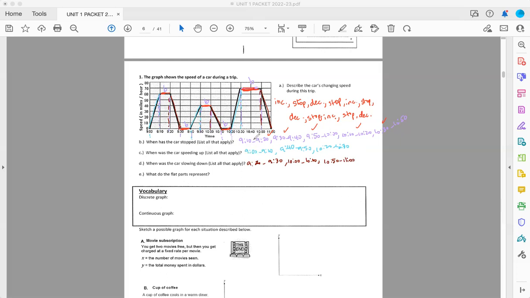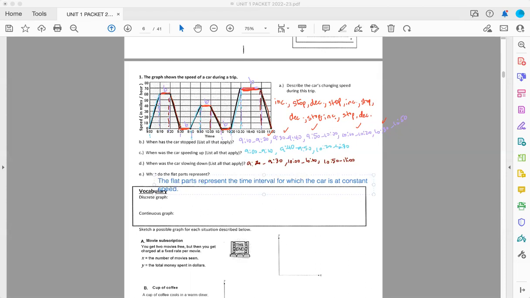Okay, and then the last part of the question, what do the flat parts represent? The flat parts represent the time intervals, right? It's not just time, it's time intervals for which the car is at a constant speed or maintaining its speed.